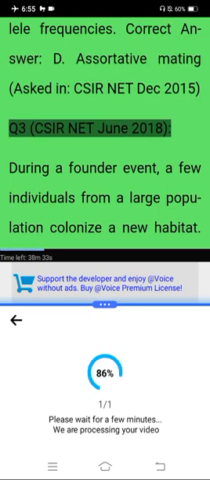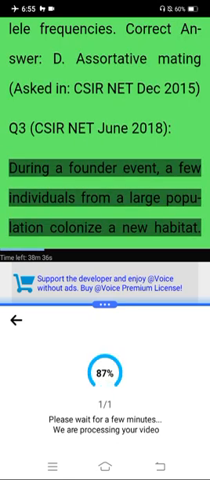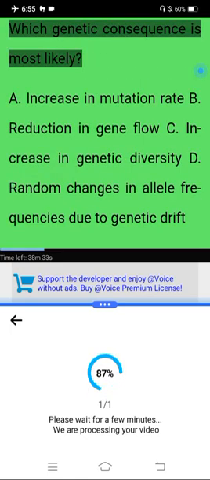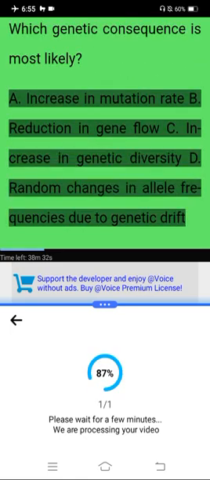Q3, CSIR NET June 2018. During a founder event, a few individuals from a large population colonize a new habitat. Which genetic consequence is most likely? A, an increase in mutation rate; B, reduction in gene flow; C, increase in genetic diversity; D, random changes in allele frequencies due to genetic drift.